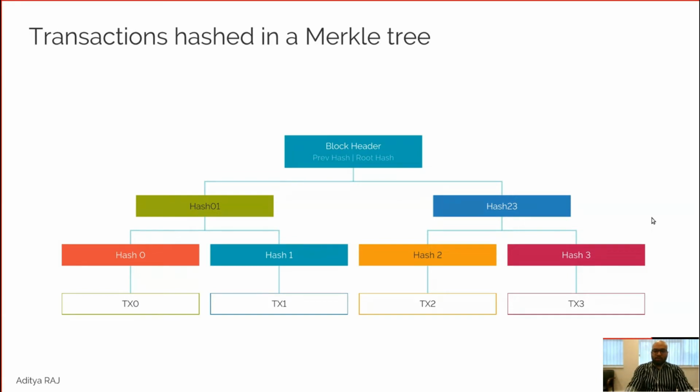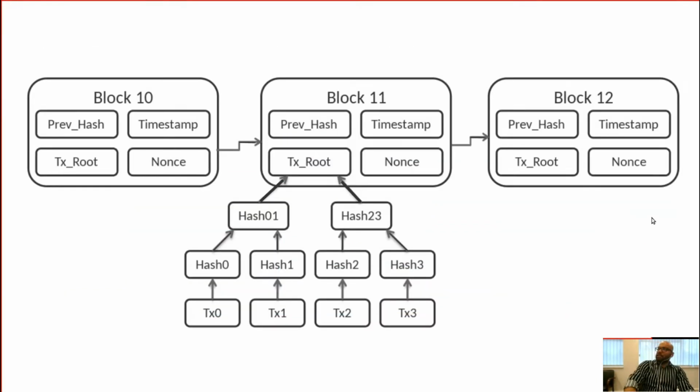To make it clearer, you see something like this. Block 10 will have the previous hash, which is the hash of the block preceding it, the timestamp, the transaction root, which is the Merkle root I am talking about, and the nonce. I'll tell you what nonce is. You see transactions 0 and 1 become hash 01, transactions 2 and 3 become hash 23, and then the transaction root that you see will be hash 0123.